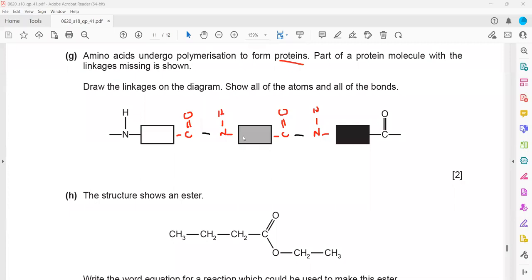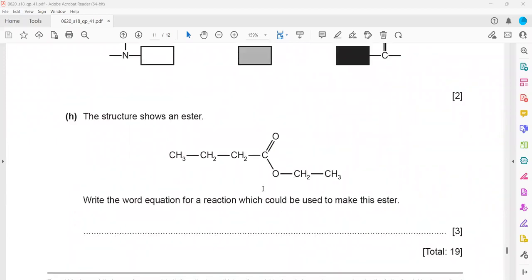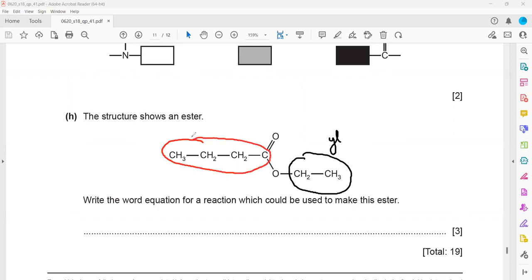Then the next one, we have to name an ester. The structure shows an ester. How to name an ester? The part which is attached to oxygen, we name it first, and that should always end in yl. The part which is the C double bonded with O, we name second, and that should end in oate. So this part is the branch we name first, and this part we name second. How many carbon atoms do you see attached to oxygen?